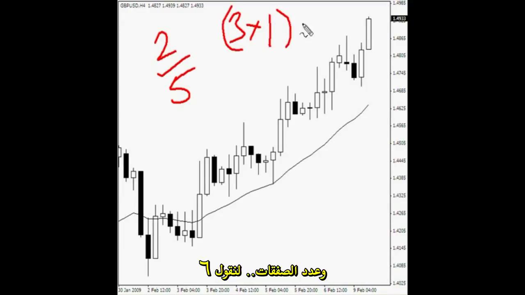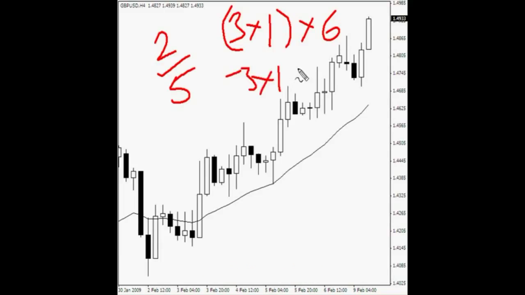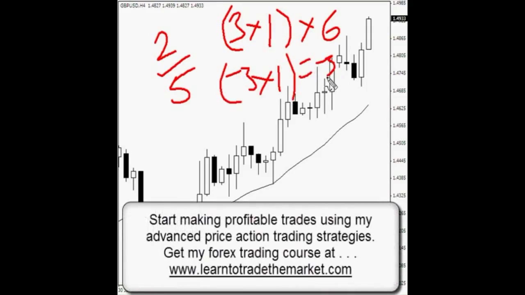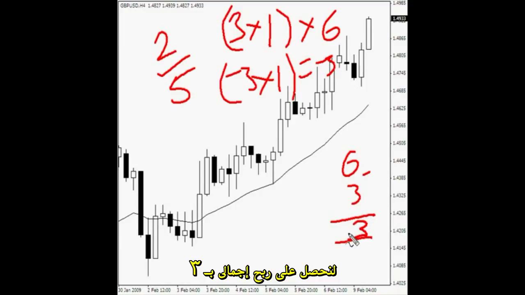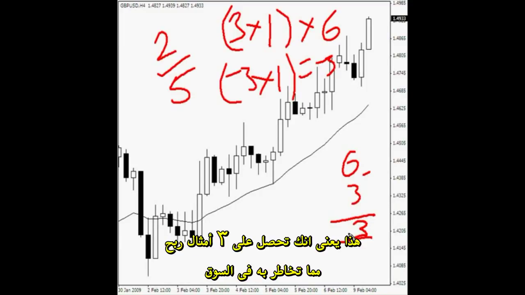Okay, so that's times 2 gives you 6. Then we deduct the 3 losers, minus 3 times 1. Okay, that's going to be minus 3. Overall, it will be 6 minus 3 gives you a profit overall of 3R. What that means is you're making, even though you've only got a strike rate of 2 out of 5, you're making 3 times what you've initially put into the market.